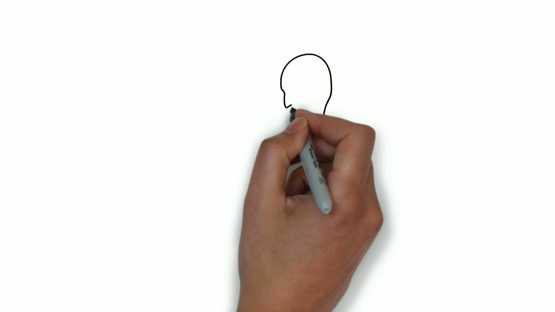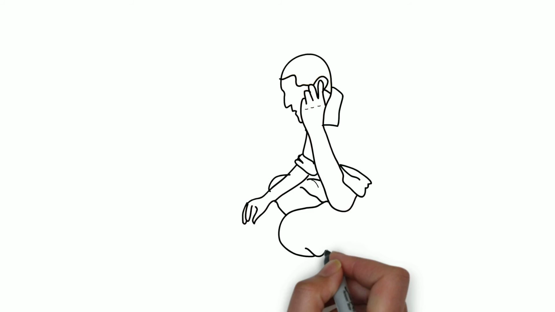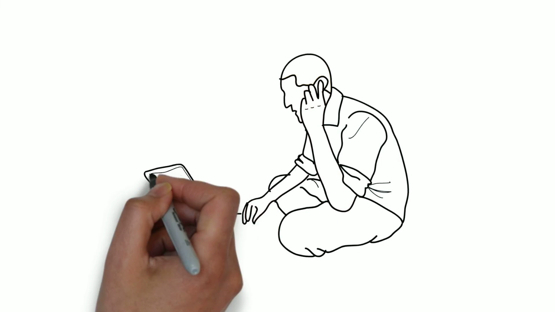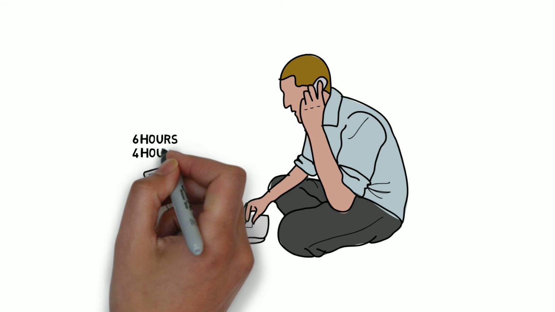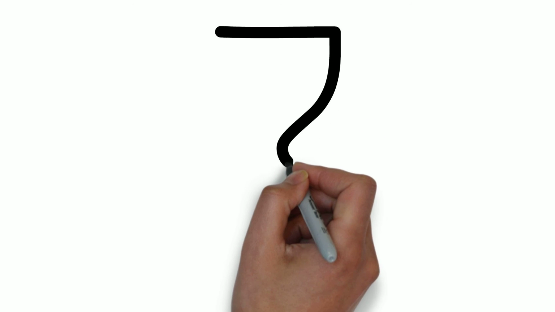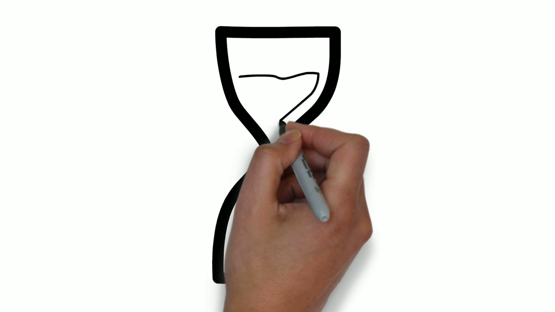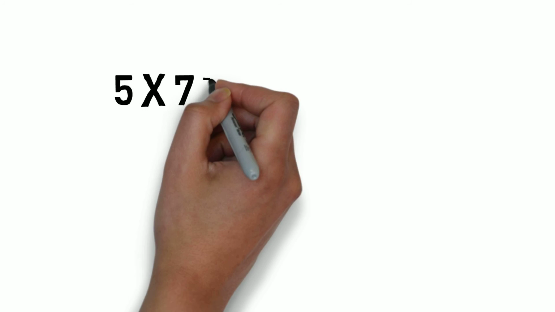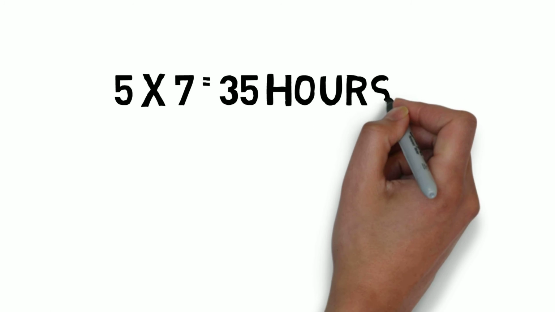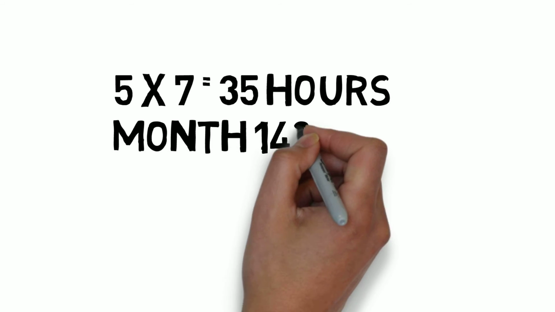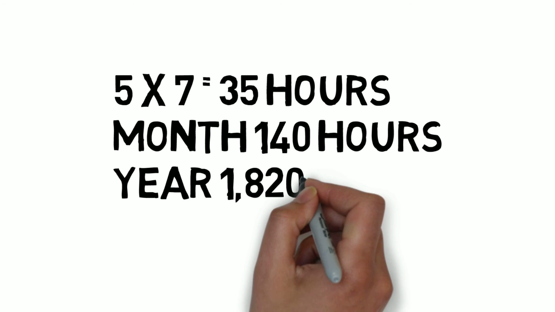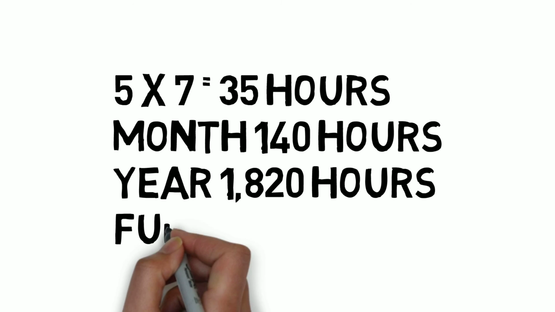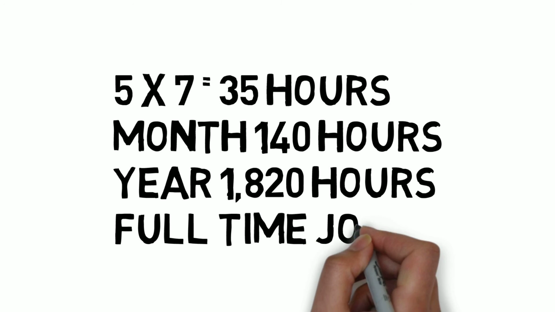What is even more compelling is the amount of time that an individual spends on social media. The average teen spends around 6 hours a day, while adults spend 4 hours. These averages seem to be increasing as time goes on. Let's put these hours in terms of money. For example, let's take the average of 5 hours and multiply it by 7. In a week, that becomes 35 hours. In a month, that becomes 140 hours. And in a year, that is 1,820 hours. That is a full-time job.